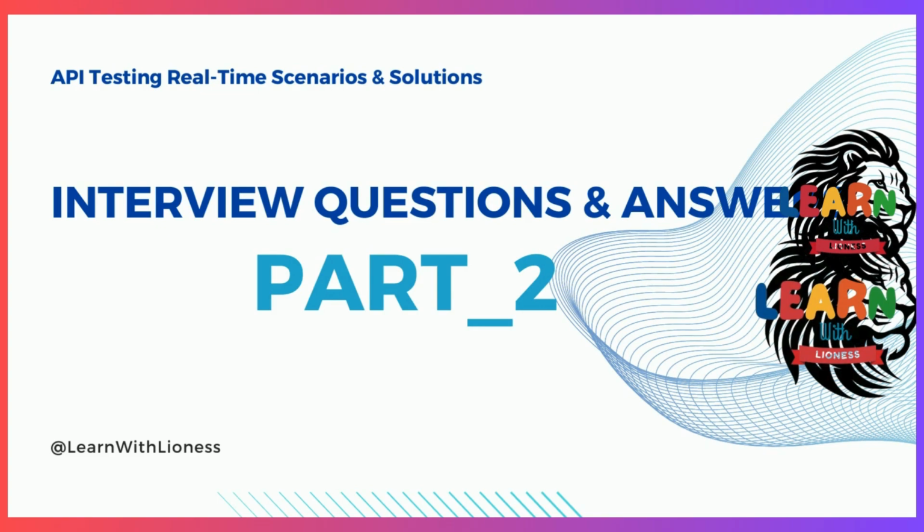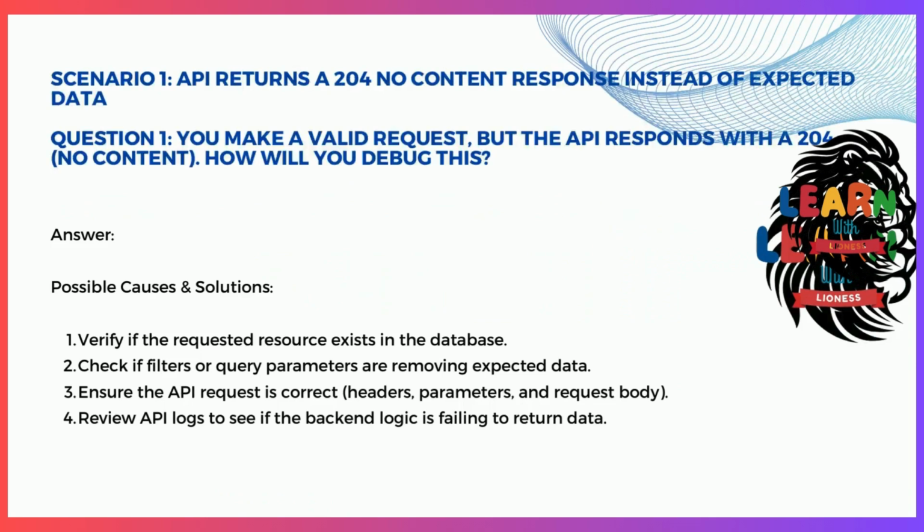API testing real-time scenarios and solutions. Interview questions and answers part 2. Scenario 1, API returns a 204 no content response instead of expected data.